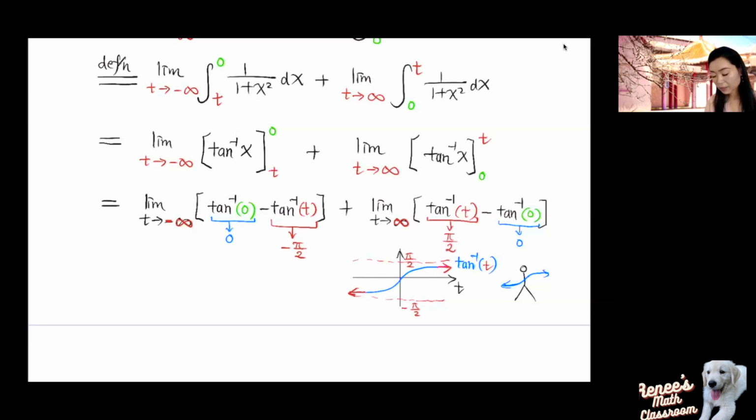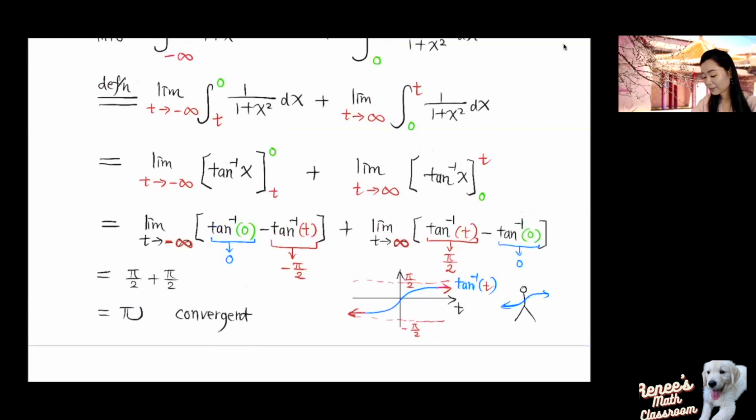Together, this part over here is minus negative pi over 2, so this is positive pi over 2. And this one here is also positive pi over 2. So together we have pi over 2 plus pi over 2, which is equal to pi. So this improper integral is convergent, because it is equal to a finite number.